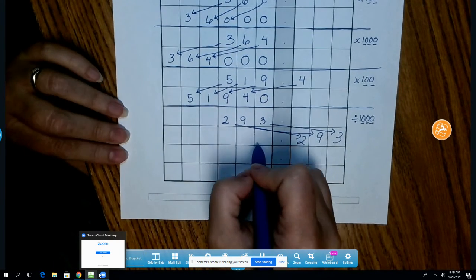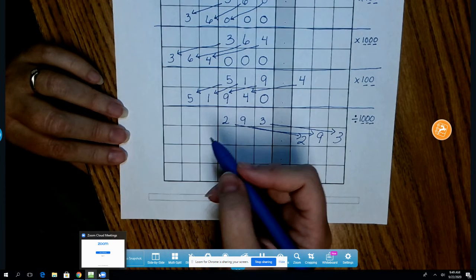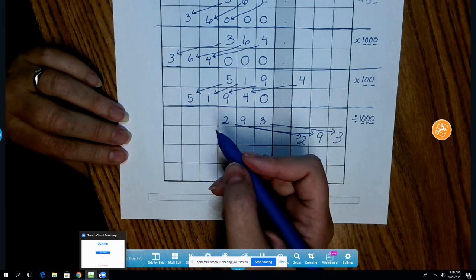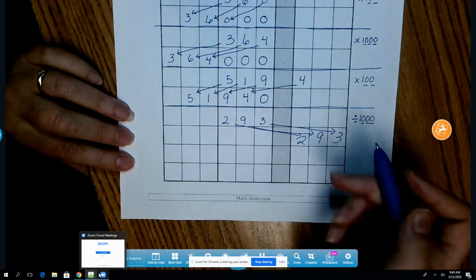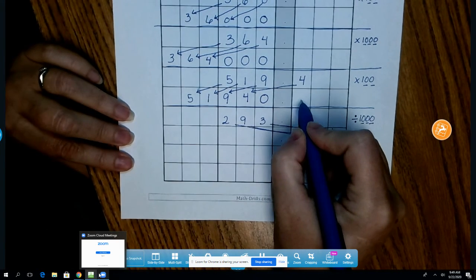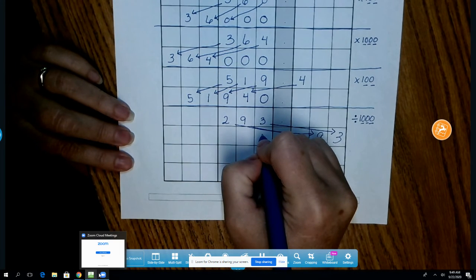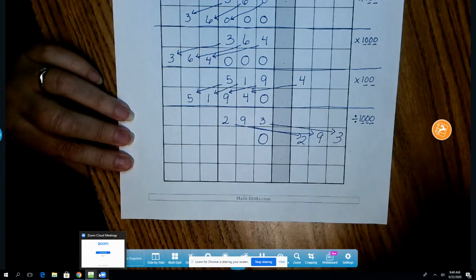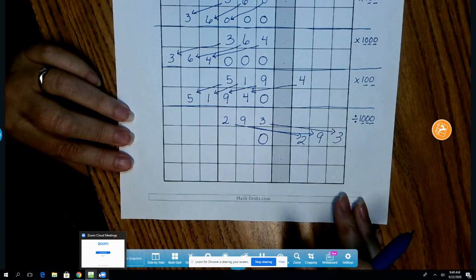And then I don't have anything over here. Since I don't have anything on this side of the decimal, I don't have to put a 0, but I can, just like over on this side. If there's nothing there, you don't have to put a 0, but you can. I hope this helps.